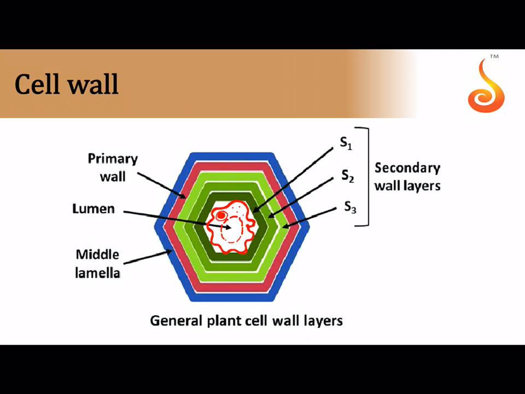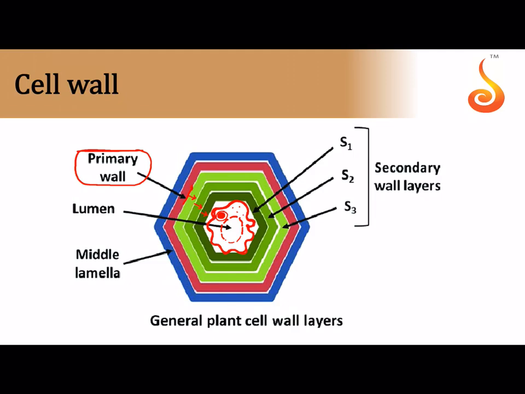Now let us see what a plant cell is covered by on the outside. The outermost covering is the red layer here, which is referred to as the primary cell wall. This primary cell wall is the outermost covering. After the primary cell wall is formed, several layers of cell walls are formed inner to the primary cell wall.